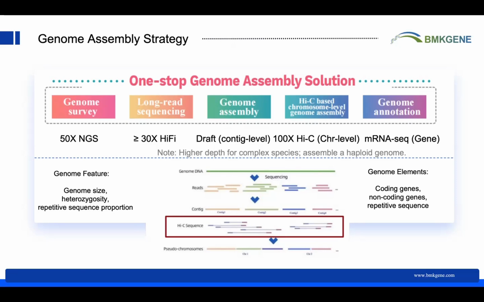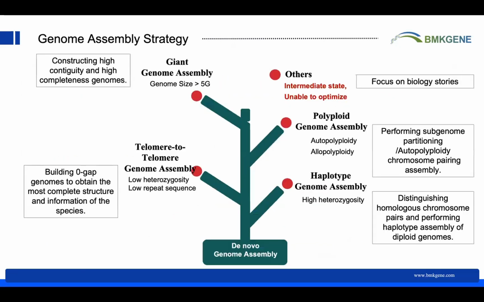If you have any other request, like if it's a very low heterozygosity and has very low repeated sequences, we could try to assemble the genome into a T2T level genome. That means building a zero gap genome to obtain the most complete structure and information of the species.